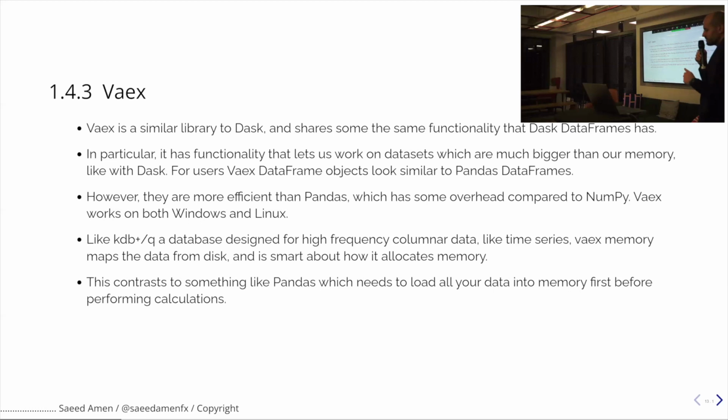We heard Ryan speaking about KDB, and that's designed for high-frequency columnar data like time series. Vaex, I don't think it's as fast as KDB, but some of the techniques it uses are kind of similar in terms of memory mapping from disk. This contrasts to something like Pandas, where you have to load everything up into memory first before you're doing the computation. So that's a key difference between Pandas and Vaex.